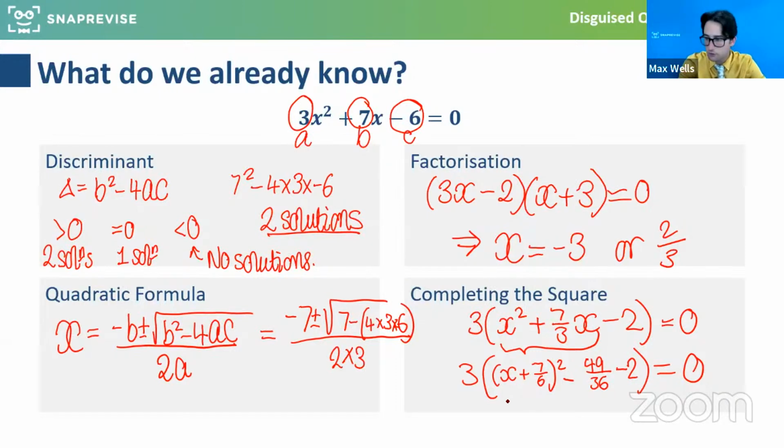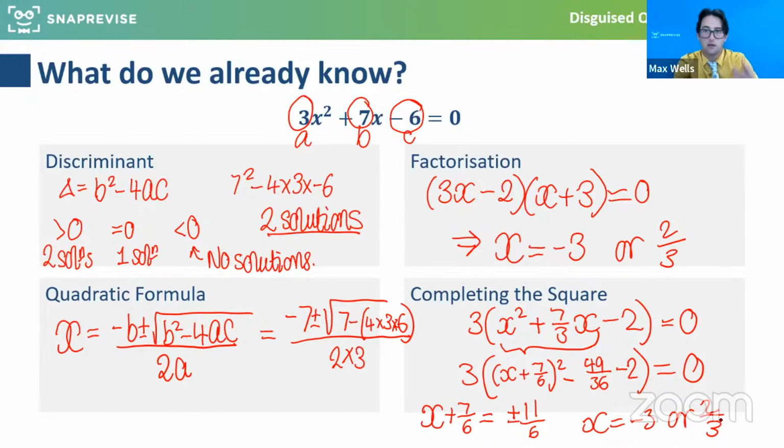So please do let me know if you've seen this before. But actually the solutions will still work, because if we divide both sides by 3 and rearrange, we get x plus 7 over 6 is equal to, and if I tidy that up, move it across and root it, I'd get plus or minus 11 over 6. And if I minus 7 over 6 from that, I would get x is equal to minus 3 or 2/3. So completing the square is a little bit trickier when the coefficient isn't 1. I completely agree with you there.